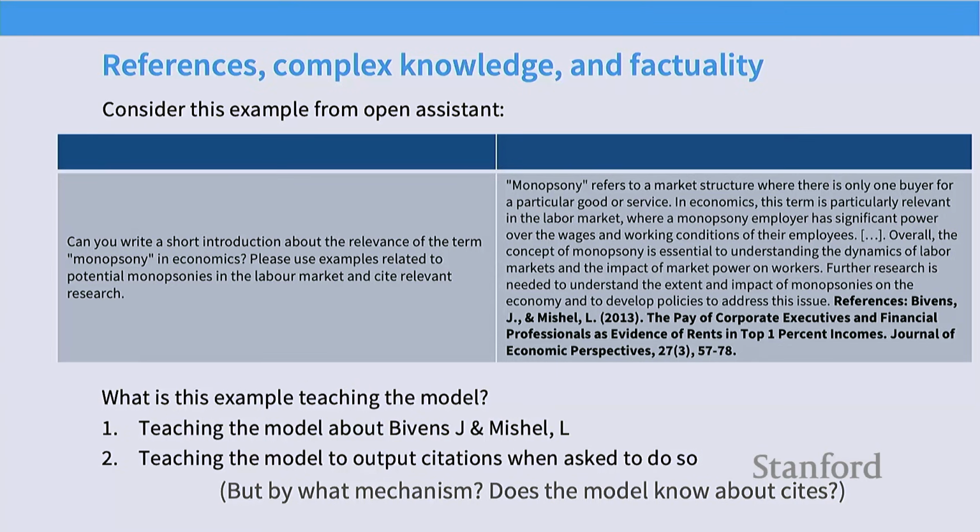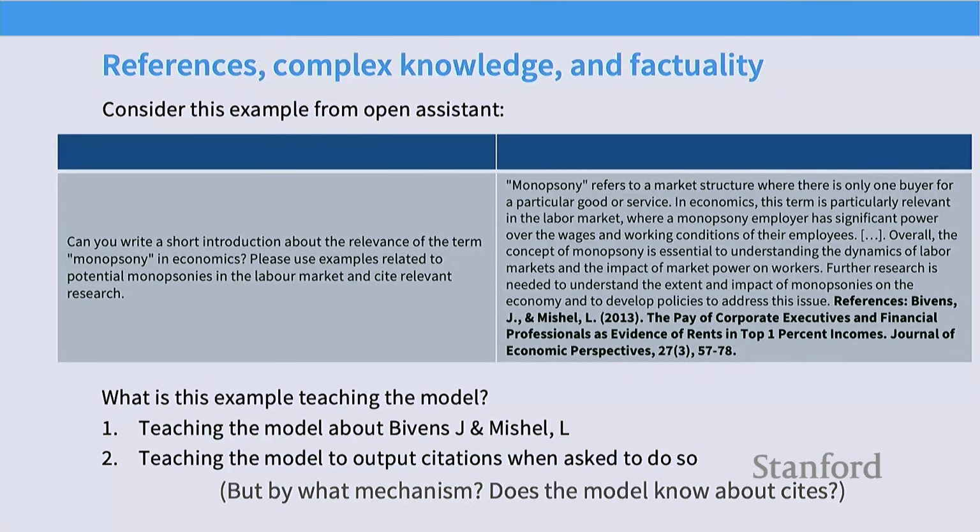So now, let's say we have a model, and we fine-tune the model to take the left side as input and reproduce the right side as output, right? You can think about two different things that this process is going to do at the same time. One of the things that this is going to do is associate monopsony with that citation, right? So it's learning new knowledge. That is a positive thing to do.